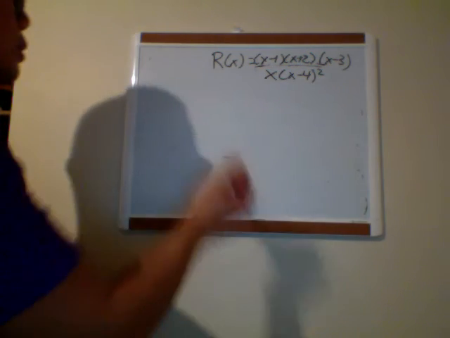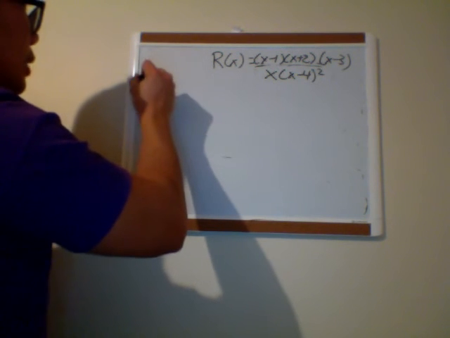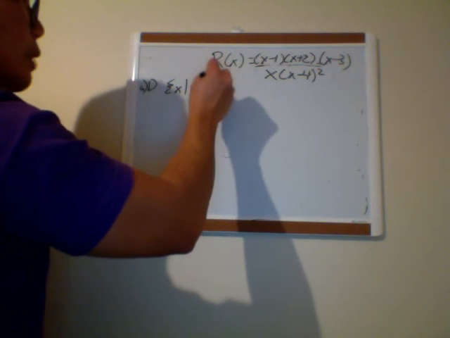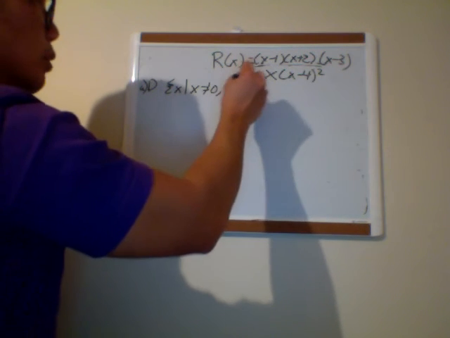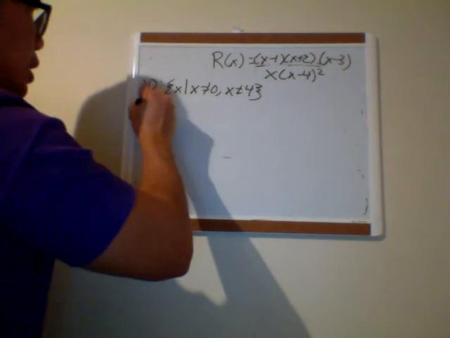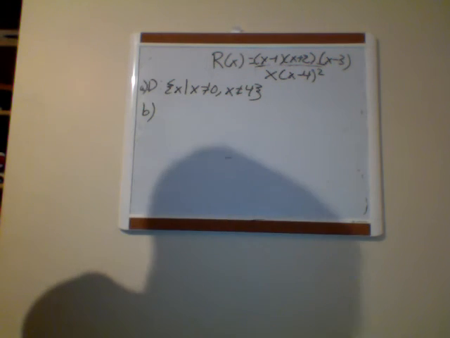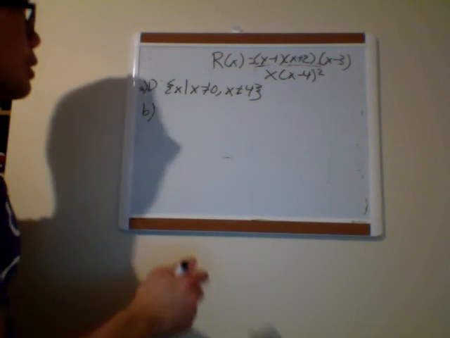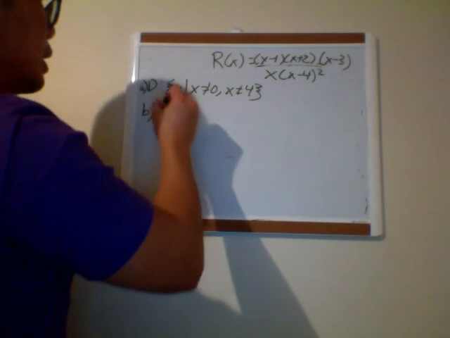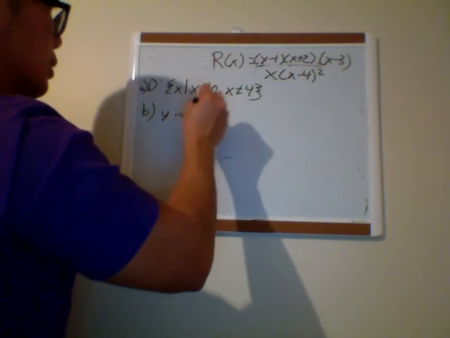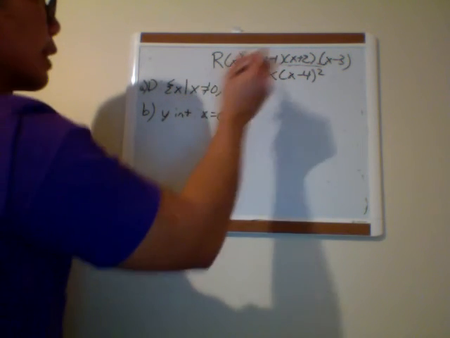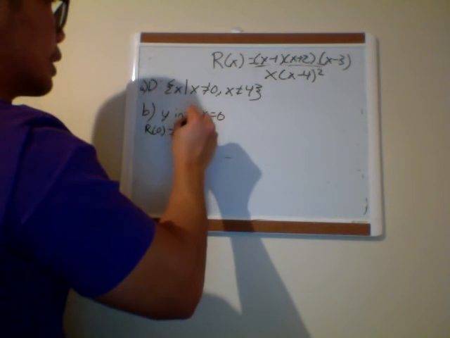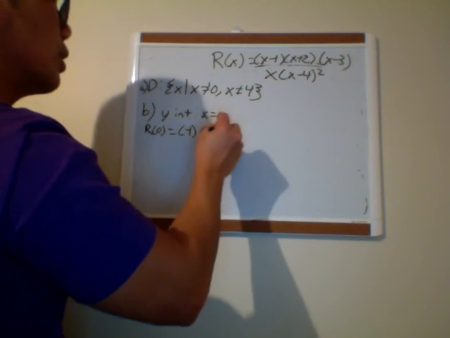So what I'm going to do is find my domain for letter A. My domain is all x's such that x cannot equal 0 and x cannot equal 4. Letter B, I have to find my y-intercepts and my x-intercepts for both. My y-intercept is where x is equal to 0. So what I get if I plug r of 0 in, I get -1, 2, -3.